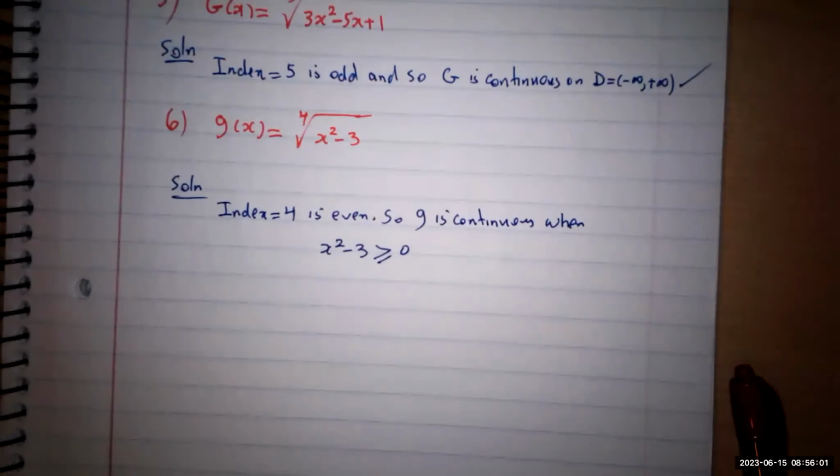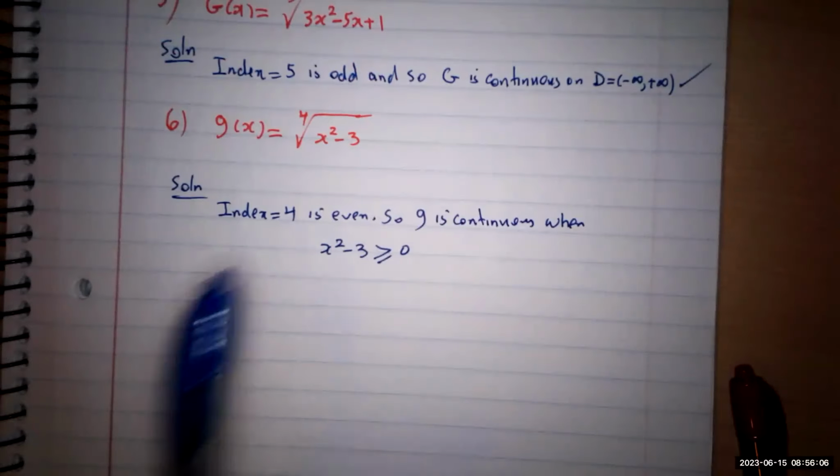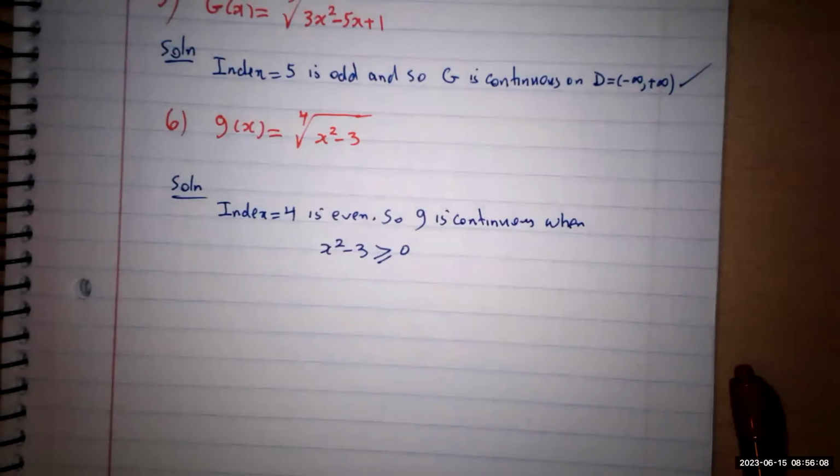You see? Because you need this guarantee to make sure that you are able to take these numbers out. If you put x equal to 0, that gives -3. The fourth root of -3 doesn't make sense. It's not a real number. Okay, so you have to solve this inequality.